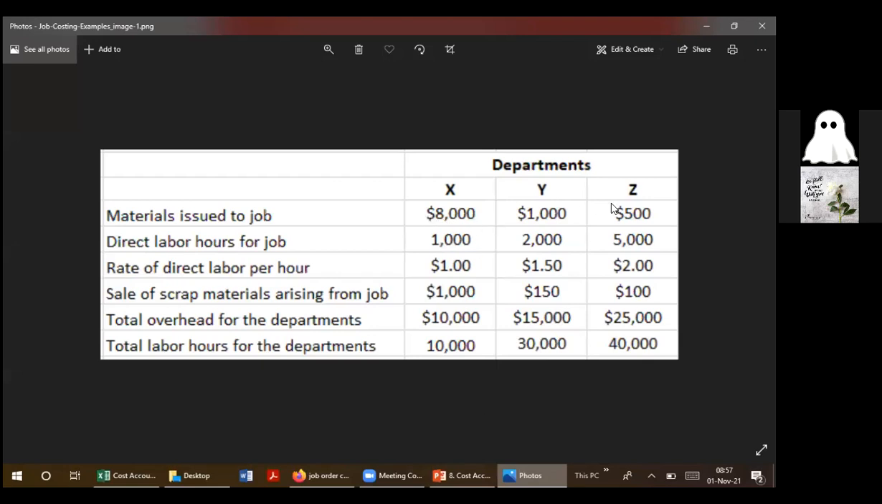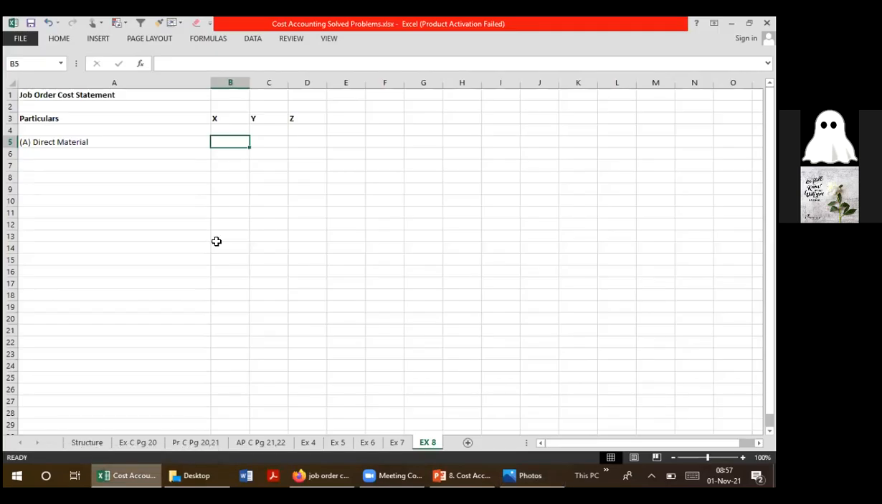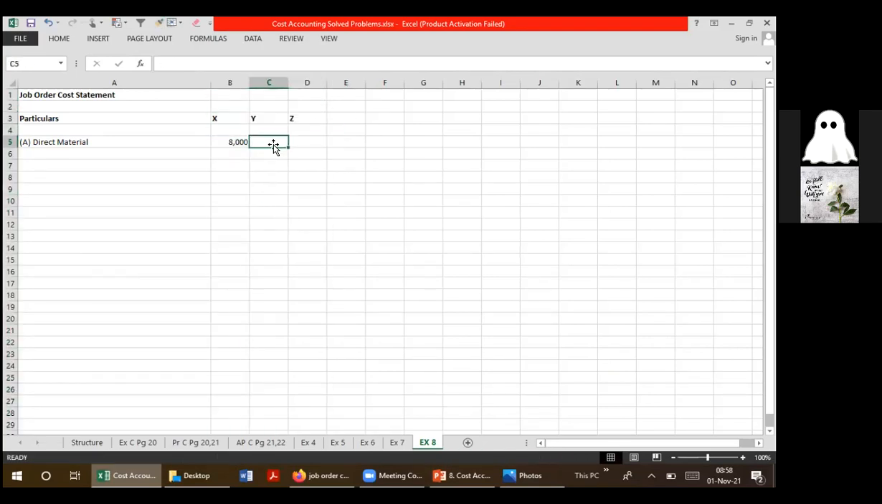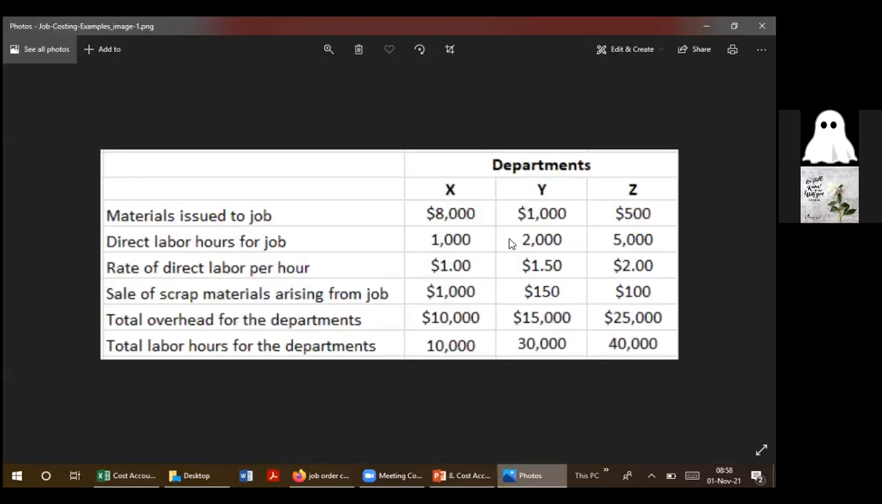For the 3 jobs, it is 8,000, 1,000, and 500. So 8,000, accounting numbers, 1,500. That's all we have about direct material. Then we have direct labor hours. Direct labor hours for the job is 1,000, 2,000, 5,000.